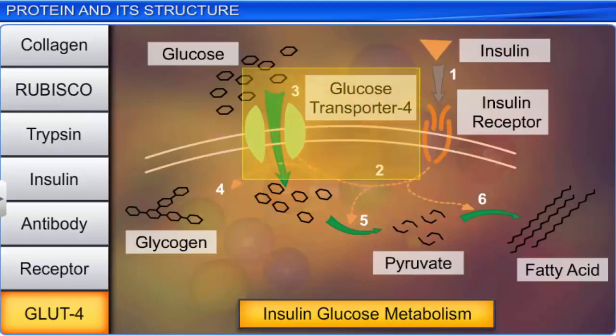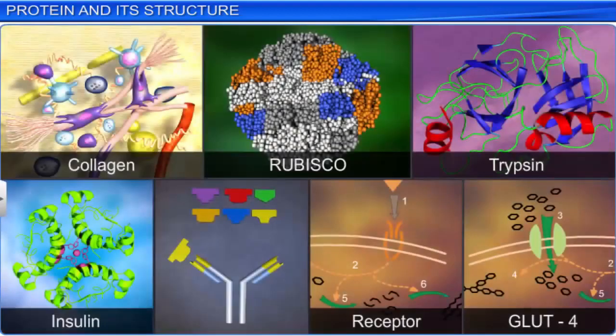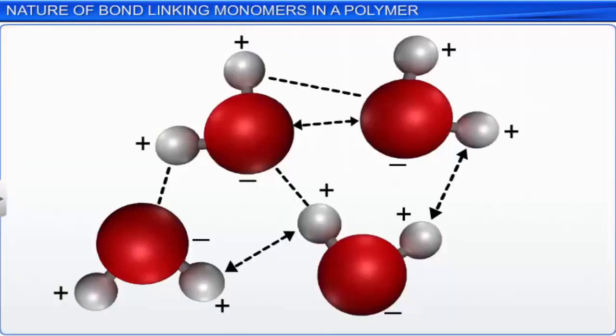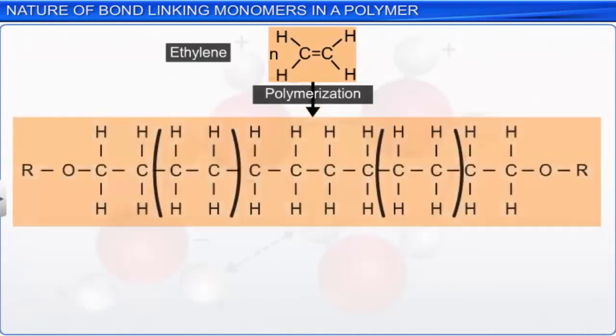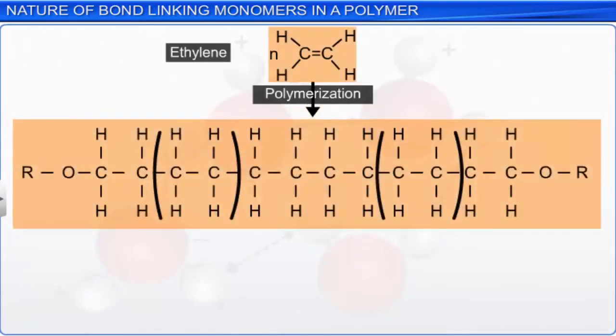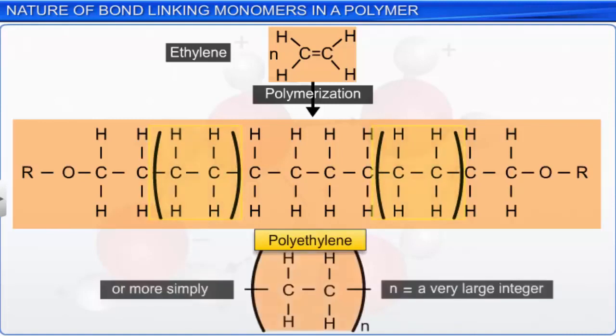In this manner, various proteins play a vital role for every living organism. The structure of these proteins is crucial in determining their functions. Bonding plays a crucial role in the making of a polymer. A polymer is formed when many monomers come together and bond in long chains. For example, polyethylene is made up of repetitive units of ethylene monomer.